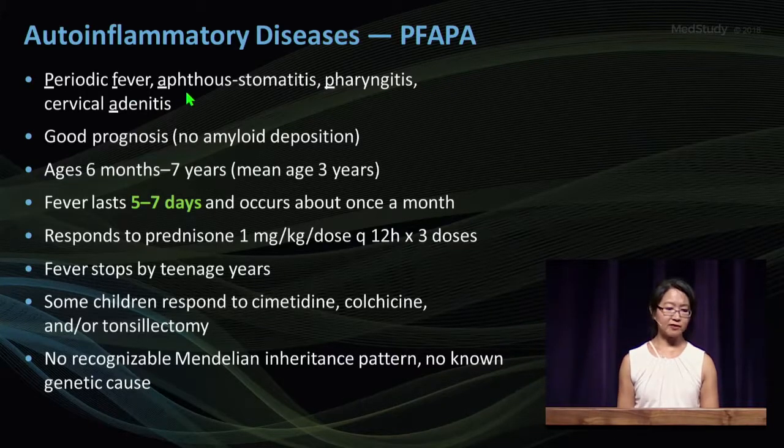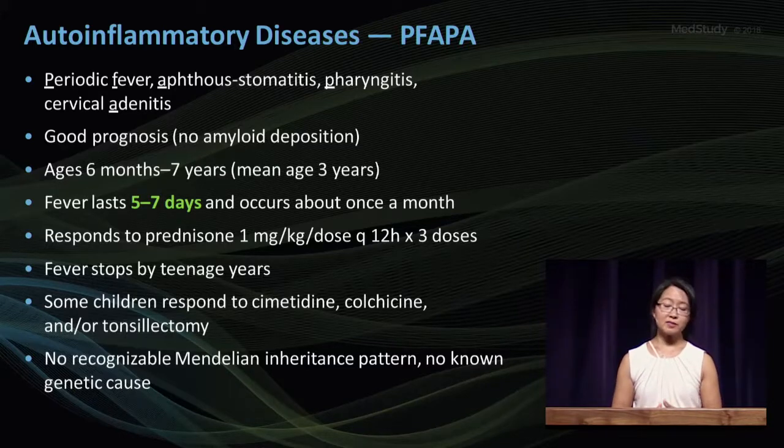It stands for periodic fever, aphthous stomatitis, pharyngitis, and cervical adenitis. So again, it's exactly what the name says. These patients will have fever, mouth ulcers, sore throat, and lymphadenopathy. Prognosis is really good. There's no amyloid deposition here. The fever lasts typically about a week and occurs once a month. Typically, these children are young. Mean age is about 3 years old.